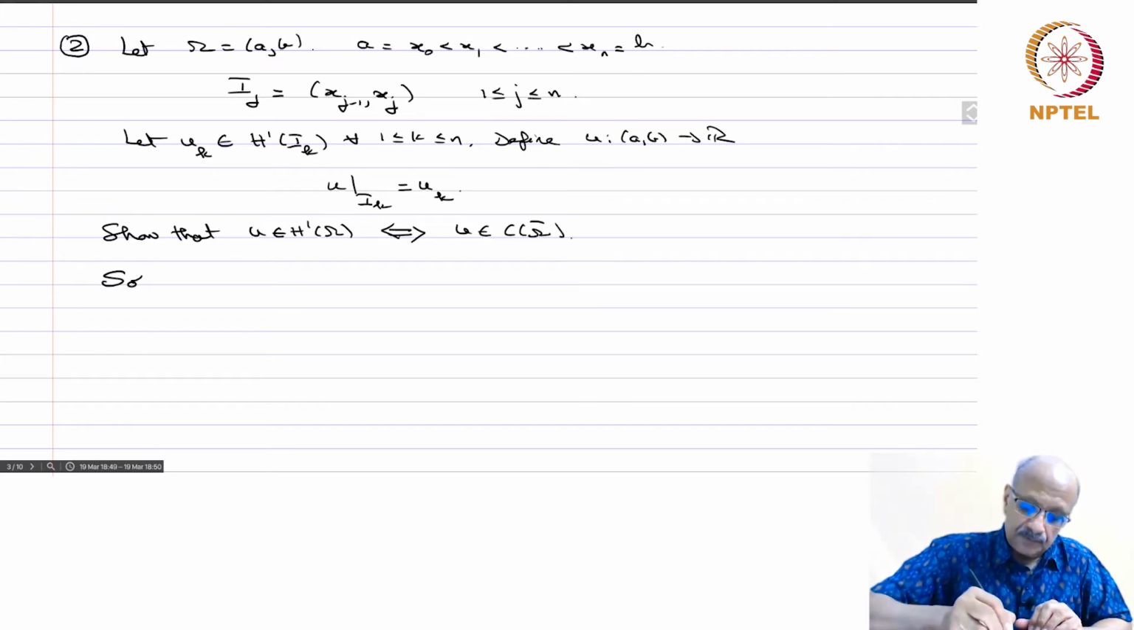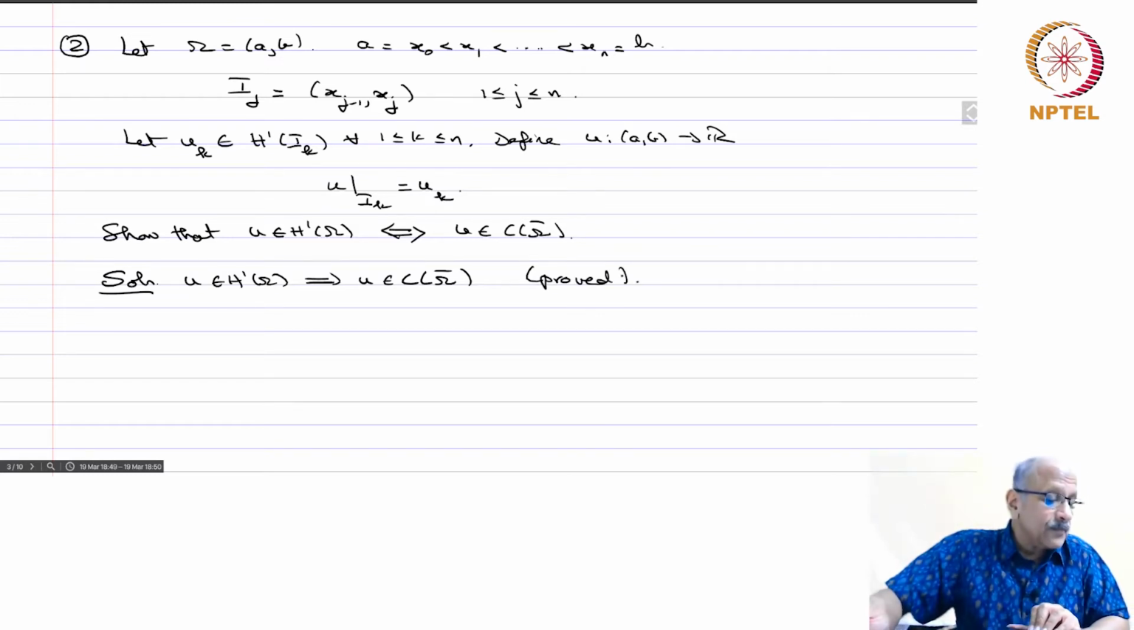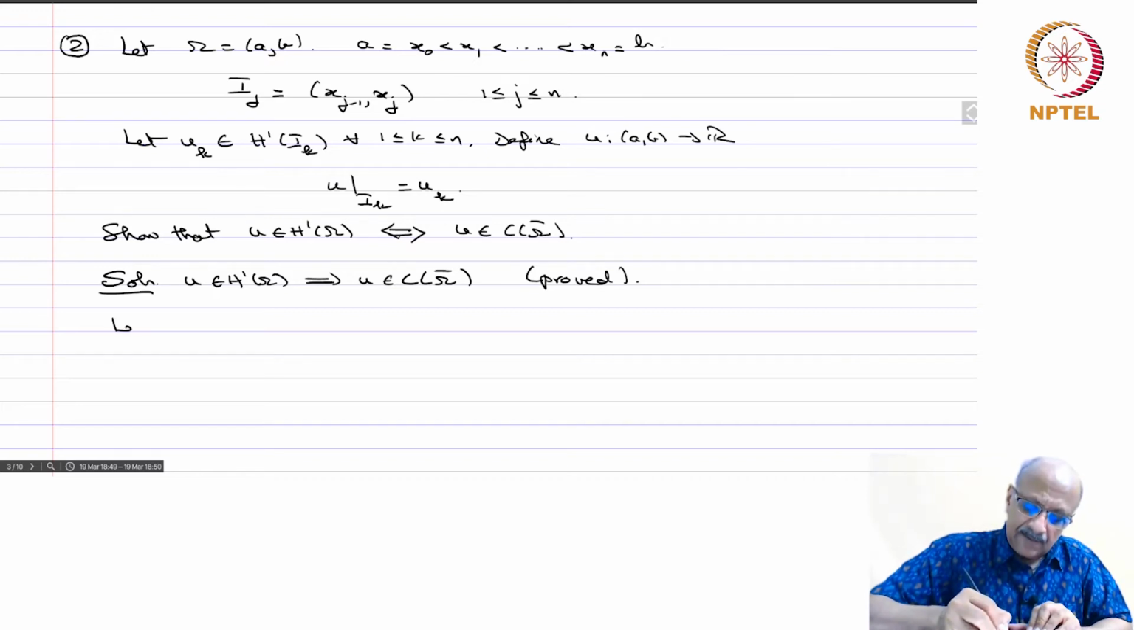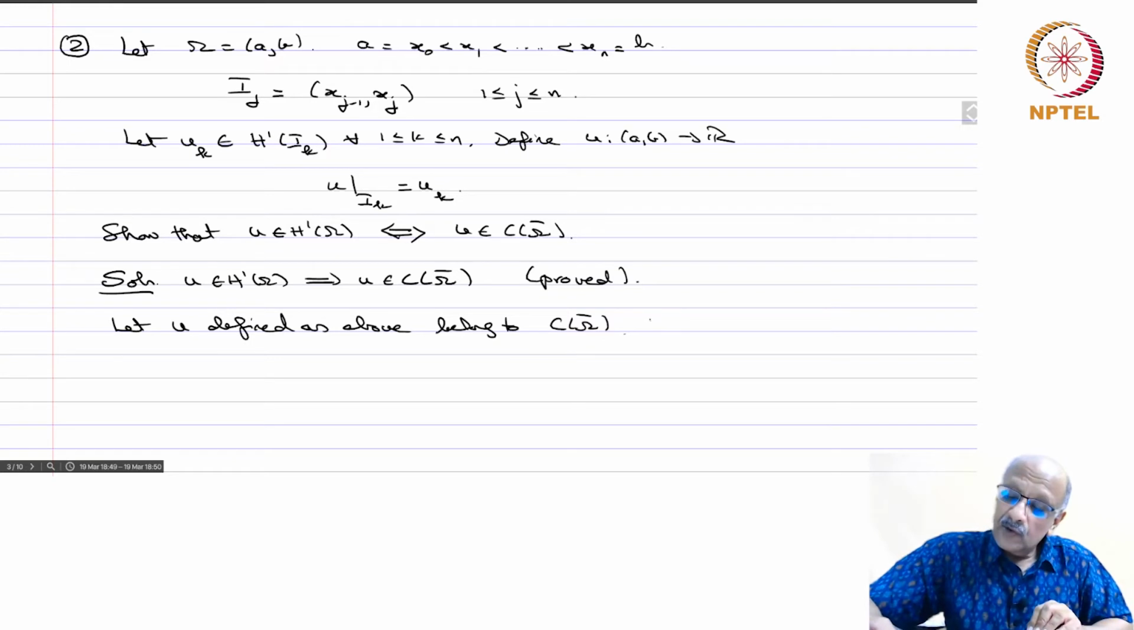So, solution: if u is in H1 of omega, this implies that u is in C of omega bar. We have already proved this. Now conversely, let u defined as above belong to C of omega bar, and let phi belong to D of omega.